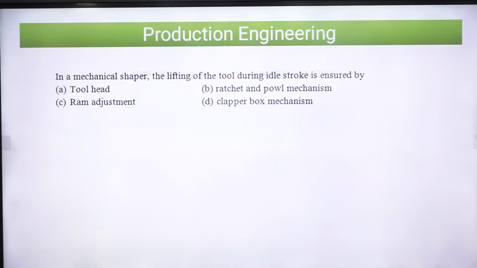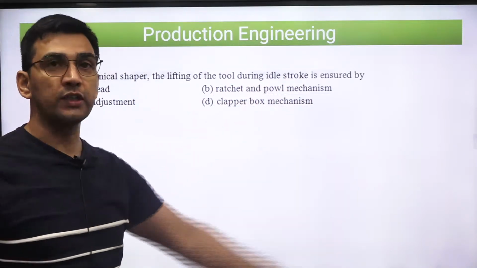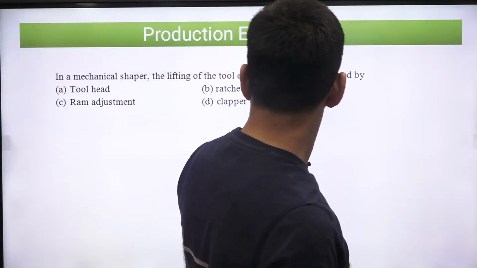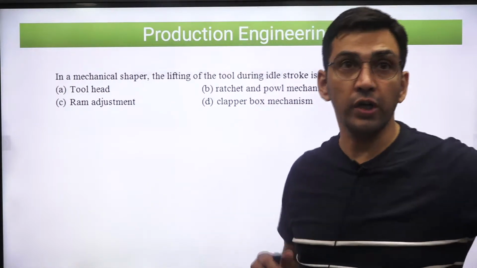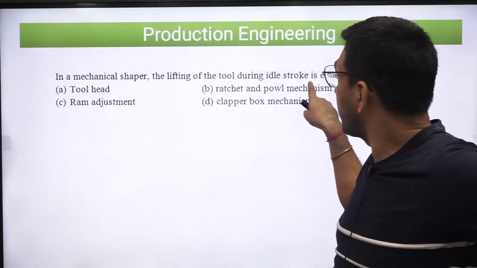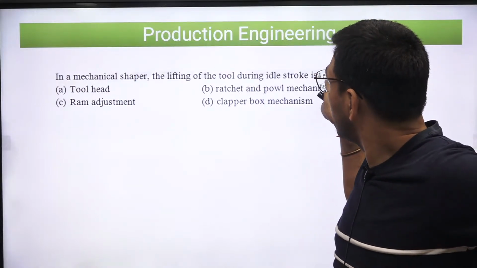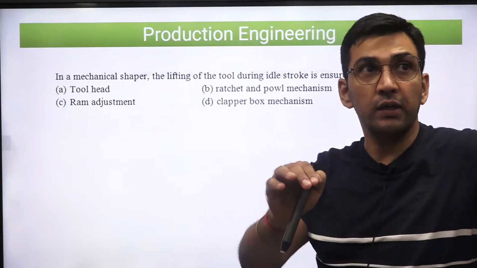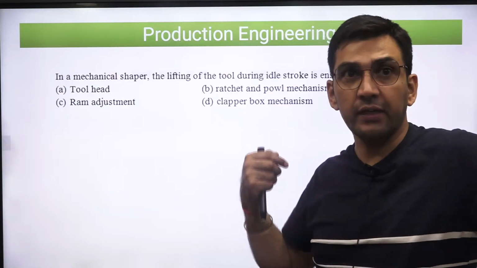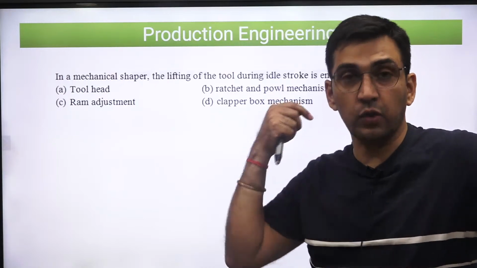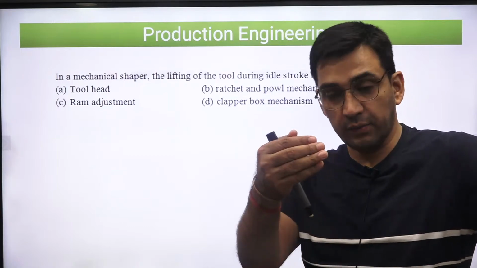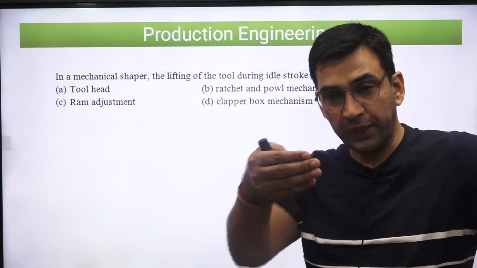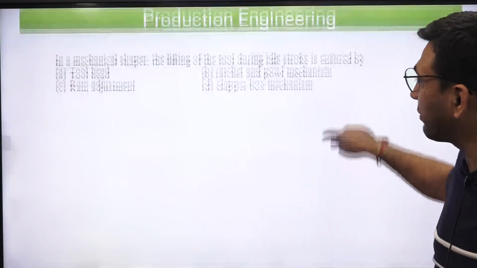In a mechanical shaper, the lifting of the tool during the idle stroke is ensured by, you already know, the clapper box mechanism. In the idle stroke, I need to bring that tool back, because in the return stroke there is no cutting action, right? So I have to bring it back. So we have a clapper box mechanism basically.